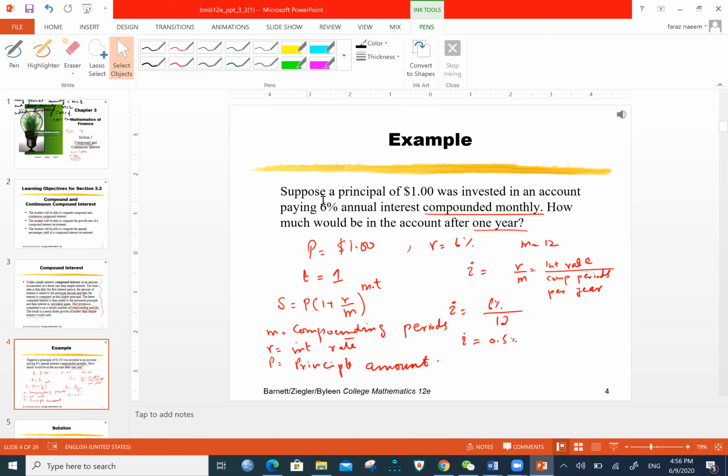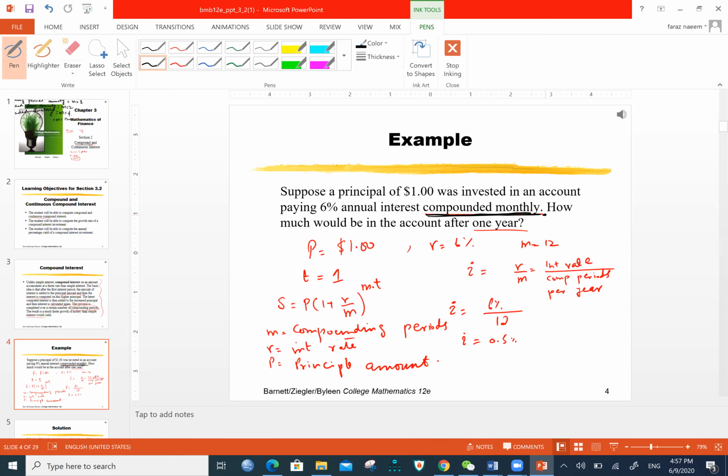So here we solve one example. Suppose a principal of $1 was invested in an account paying 6% annual interest. Here you can see that I have highlighted compounded monthly.